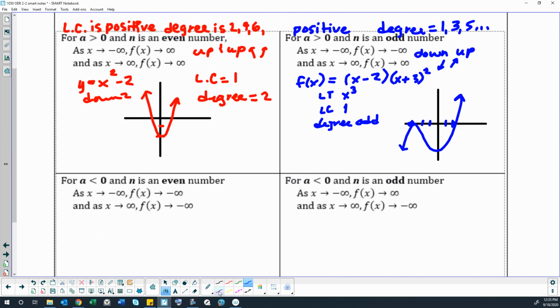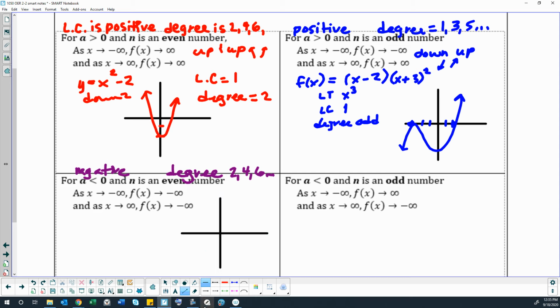Okay, next. If a is less than 0, so that means it's negative, and n is an even number, so the degree is 2, 4, 6, etc., then we have a parabola that's been turned upside down. So as x goes to the left, y goes down, and as x goes to the right, y goes down. It's reflected over the x-axis. That doesn't just apply to parabolas, it also applies to other even powers, just like parabolas are squared.